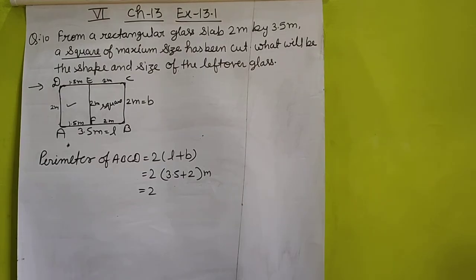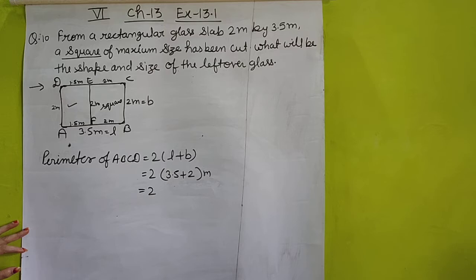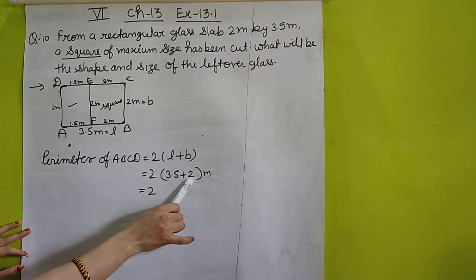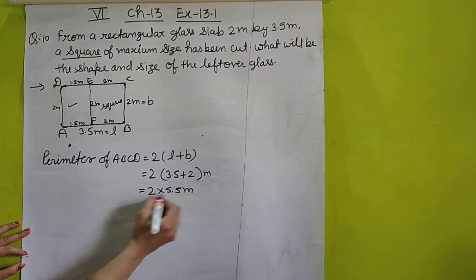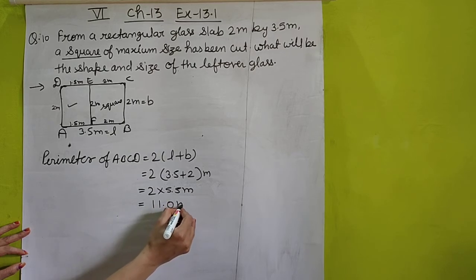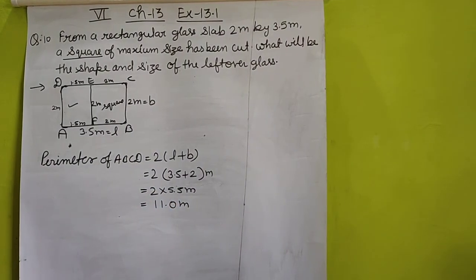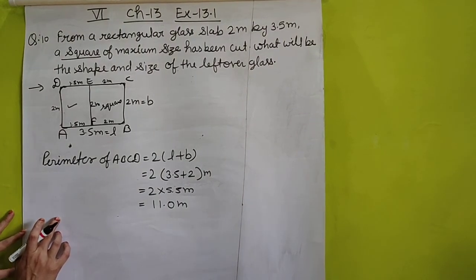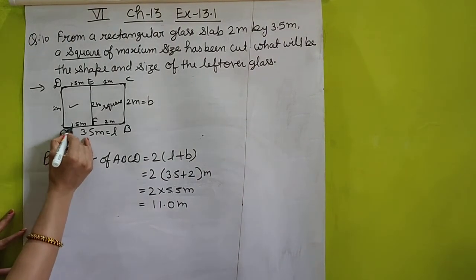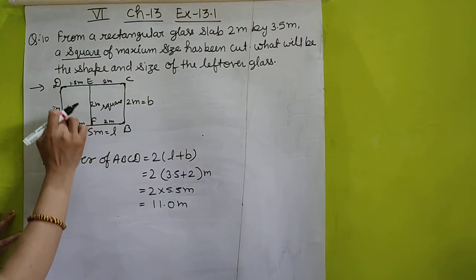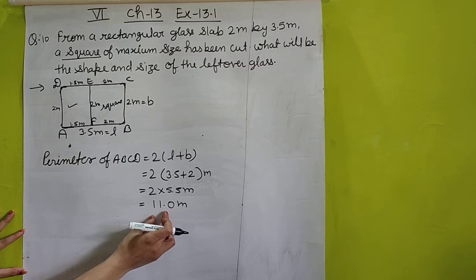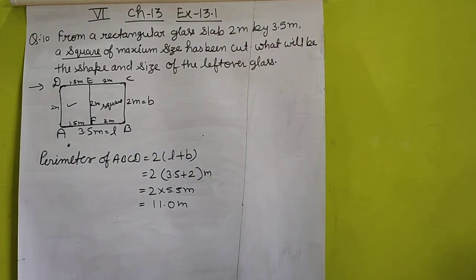Now students, first of all we will find the perimeter of the ABCD glass slab. So it will be 2 multiplied by length plus breadth. The value of length is 3.5 and the value of breadth is 2 meter. When you add, it will be 5.5 meter, and when you multiply, it will be 11.0 meter. Now they are saying the cost of smoothing 1 meter is rupees 25. Then what will be the cost of smoothing complete ABCD? Complete ABCD means 11 meter. So we will multiply 25 and 11.